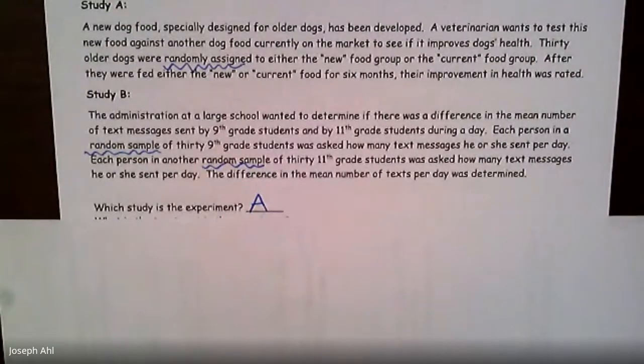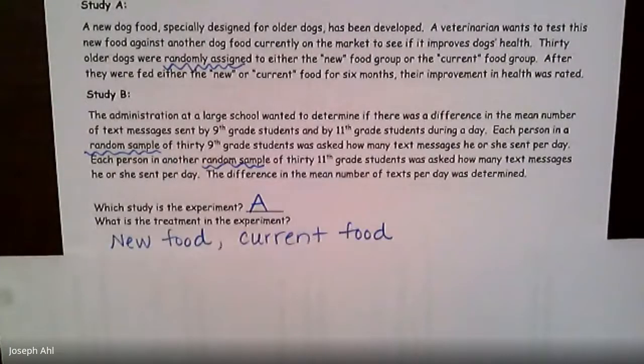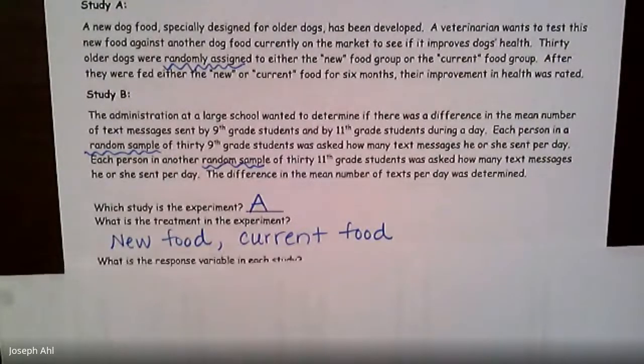So out of the 2 studies, the only one that's an experiment is, hopefully you determined, study A. The reason it's an experiment is because that's the only one that involved a treatment, right? In study B, we're just collecting information or data. So what is the treatment? It is the new food versus the current food that the dog is eating.